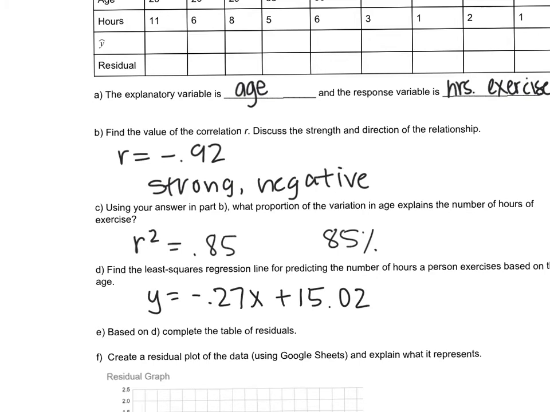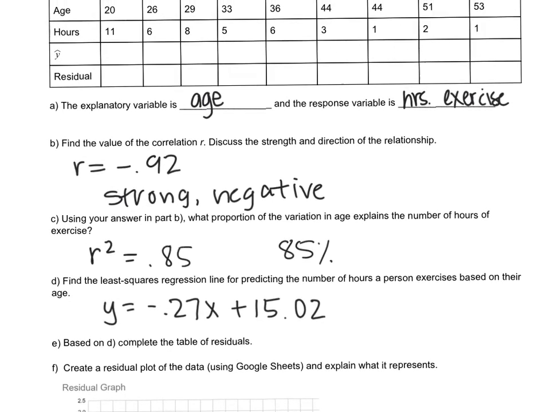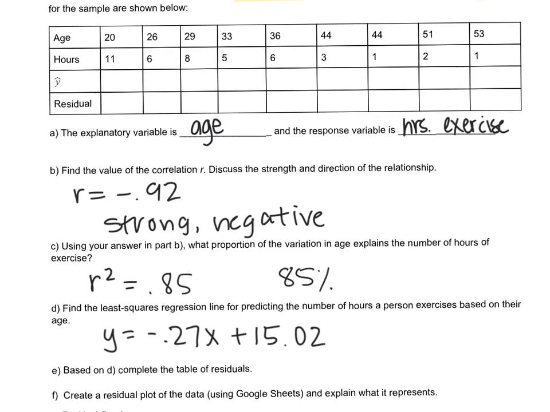It is important here that you use at least 2 decimal places anytime you find a least squares or linear regression equation, because we want to make sure we're more accurate. So the more decimal places you use, the better off you are. So at least 2. You are allowed to use 3, but you have to use at least 2.